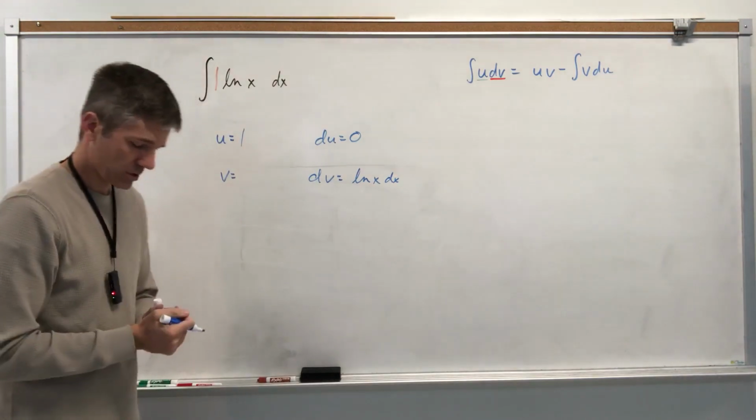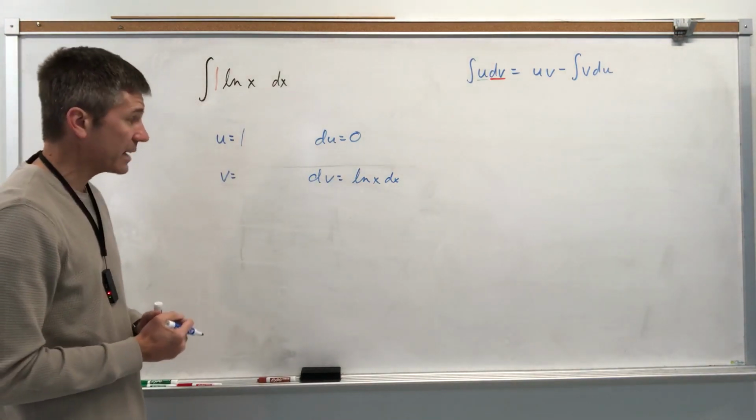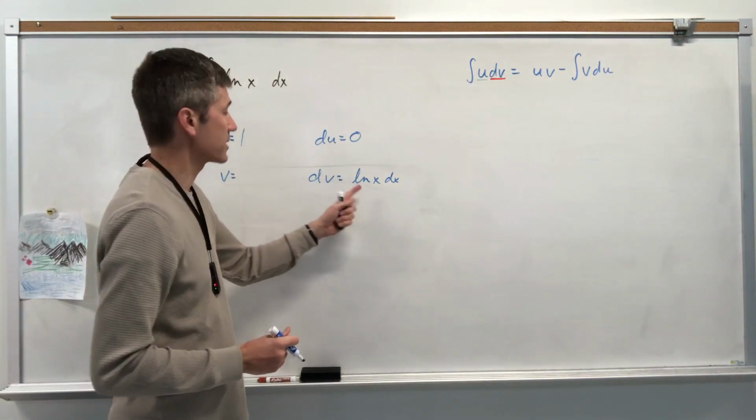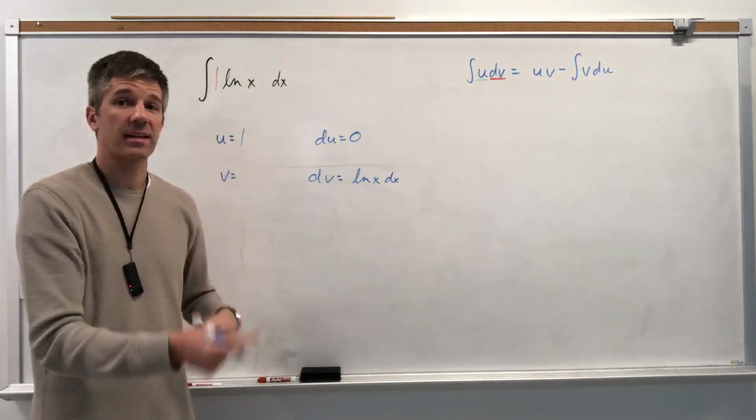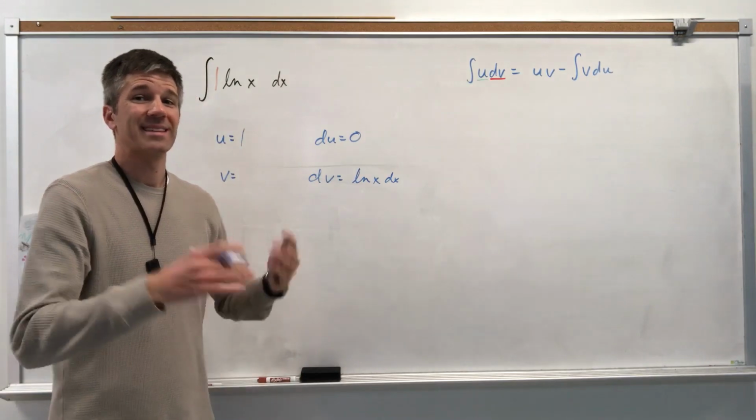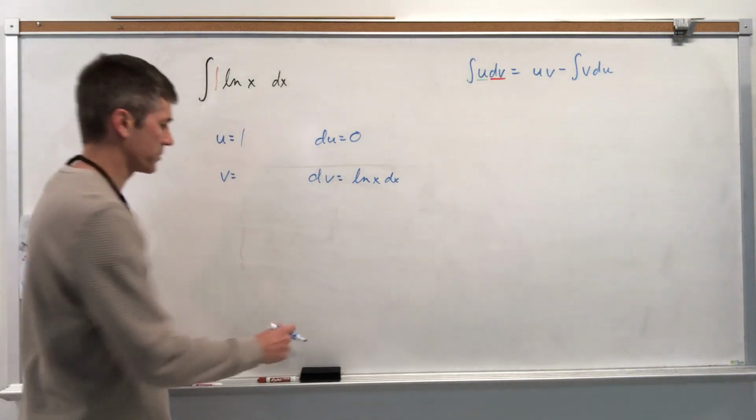Okay, so here's the deal. I need the antiderivative of the natural log of x, and that's what they were asking me in the first place. So in the process of doing it, I needed the answer to the question to do it. That's not going to work. So let's switch some things up.